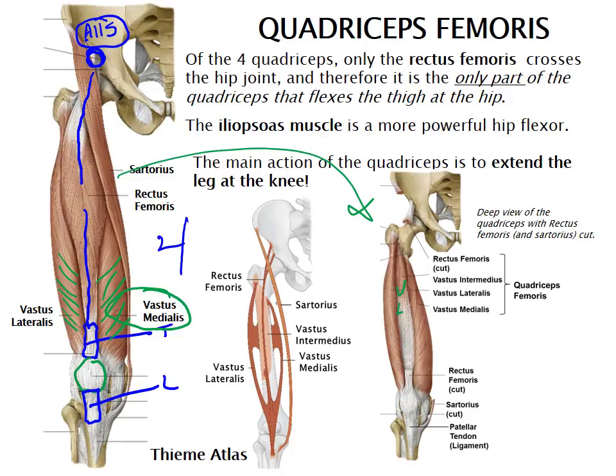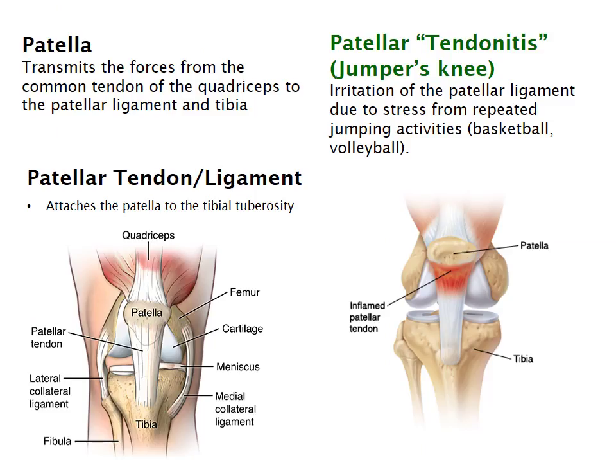So what are these guys going to do? Well, when they contract, they're going to pull upward. Okay, so that will extend the tibia at the knee. And all these are innervated by the femoral nerve. So here's an illustrative view of that patellar tendon and the patellar ligament.